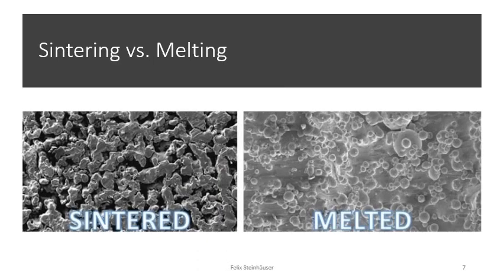Next, I'm going to talk about the difference between sintering and melting metal. First of all, this difference mostly affects the powder bed fusion machine in 3D printing of metals. There you have different types of processes where you can, for example, laser sinter an object or laser melt an object, a 3D model.